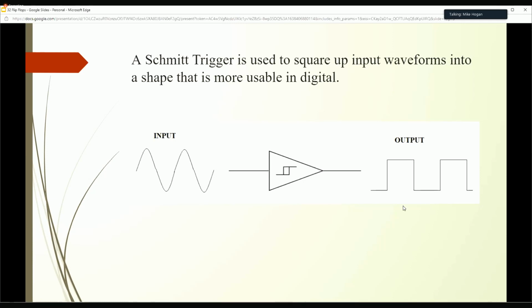This is what we need. And so the Schmitt trigger does exactly that. It's going to square up the waveform for us.